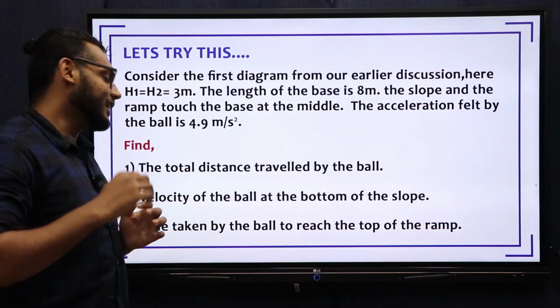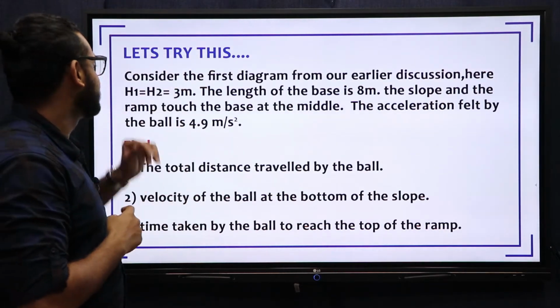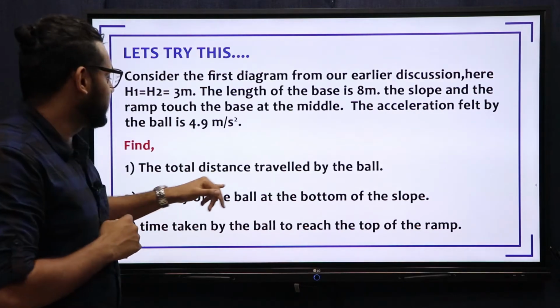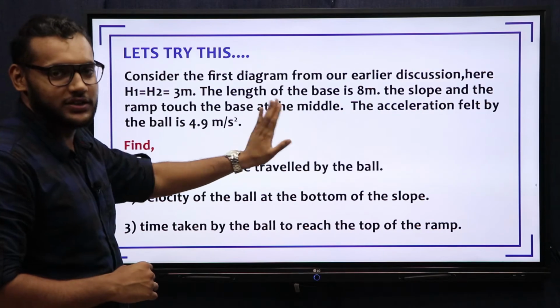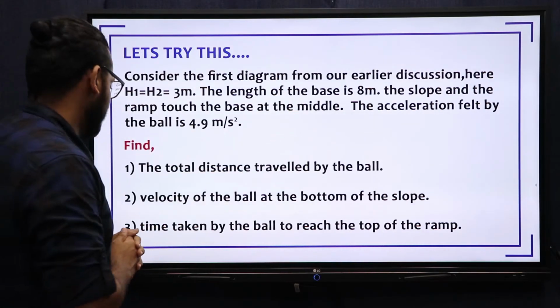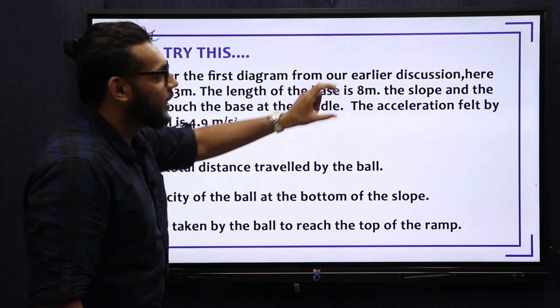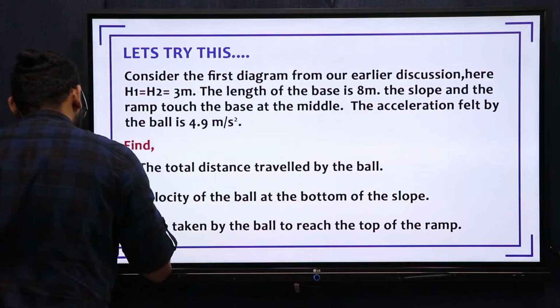We have to find three things in this question. That is, 1, the total distance traveled by the ball. That is, the distance traveled down and the distance traveled up. Then the velocity of the ball at the bottom of the slope. So, when the ball rolls down the slope, it stops there. What is the velocity there if we paused it exactly at that point? And third, what is the time taken for the ball to go all the way down and all the way back up? Let's look at this one by one.